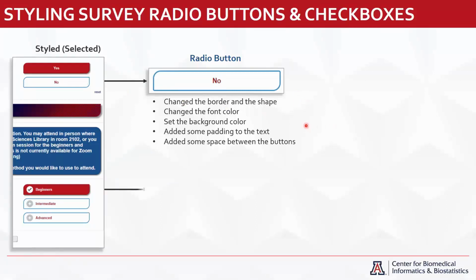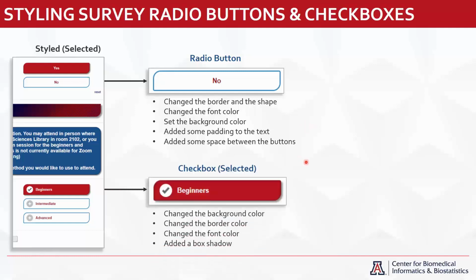And then we also added some CSS rules for when the box is selected. Normally when the radio button or the checkbox is selected, it's black, and we didn't want to keep it black. We changed it to our U of A red. We also changed the border color so that it matched the background color, and we added a box shadow so that it shows that it's selected. It kind of stands out from the page a little bit.